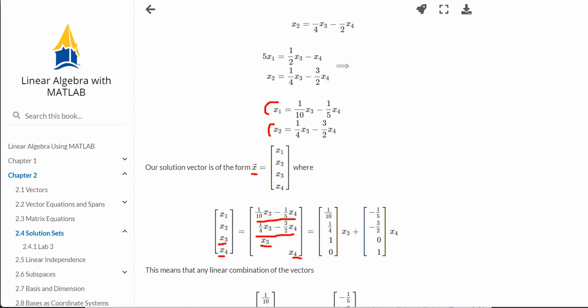Okay, so we can turn this into vectors. Let me get rid of the ink and start again. So the 1/10, the 1/4, the 1, and the 0, these are the coefficients of x sub 3.